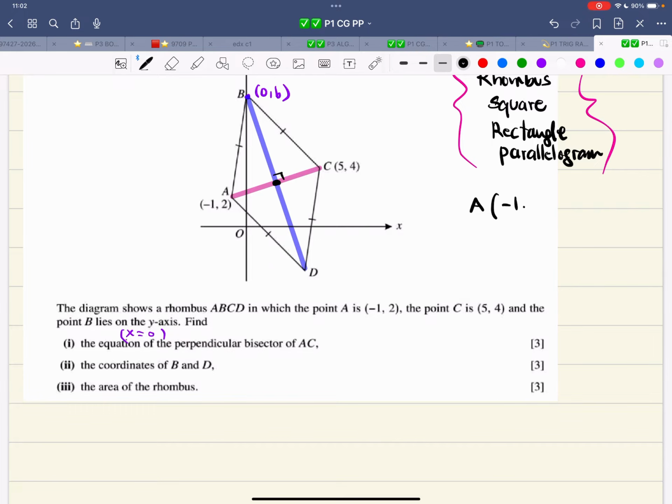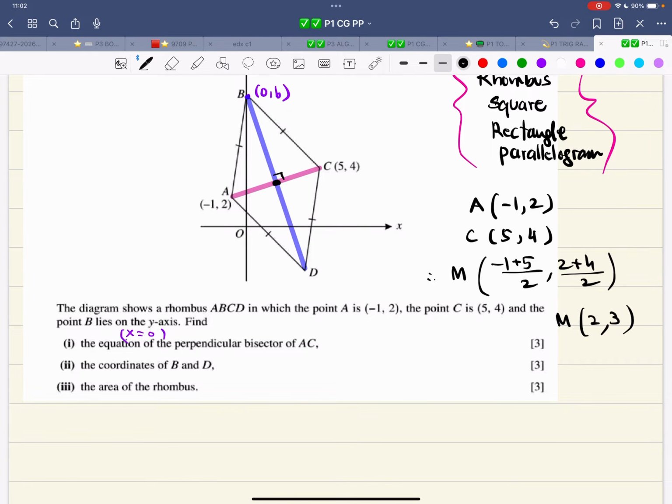A is (-1, 2). C is (5, 4). Therefore, the midpoint is (-1 + 5)/2 and (2 + 4)/2. The coordinates of M are 2 and 3. M is (2, 3).